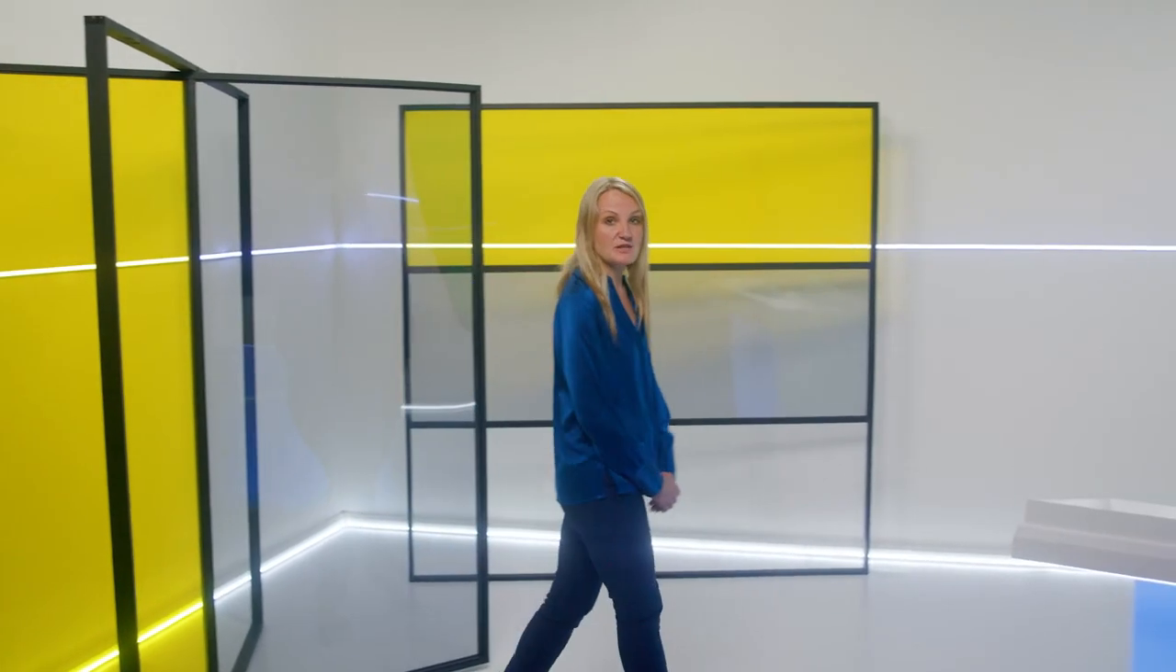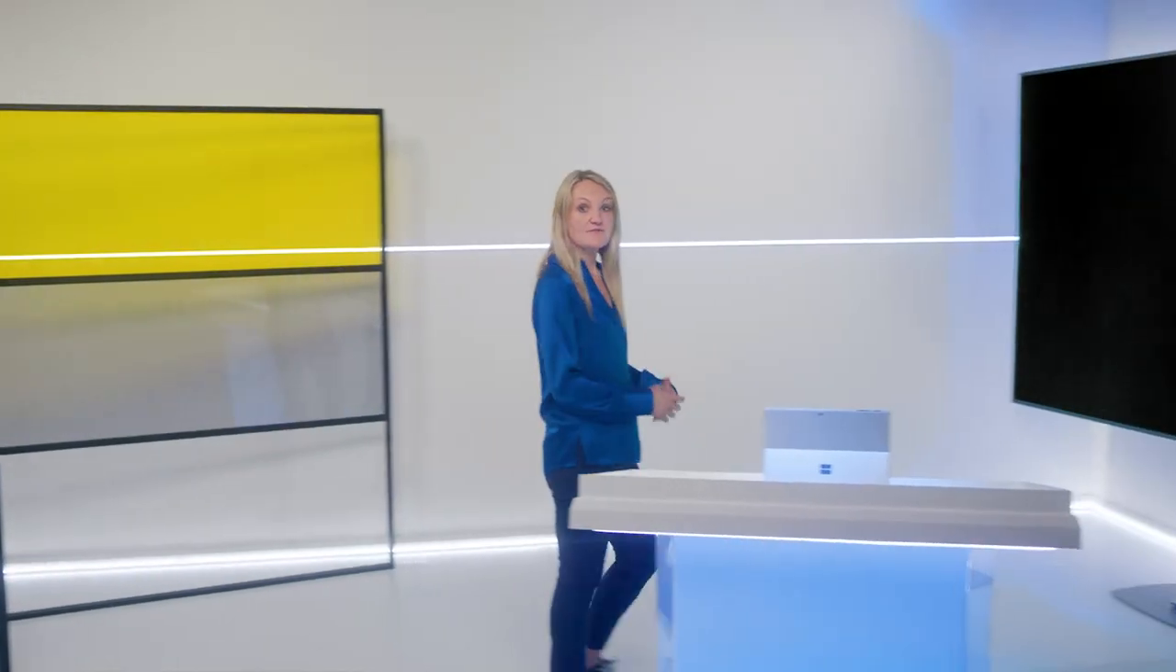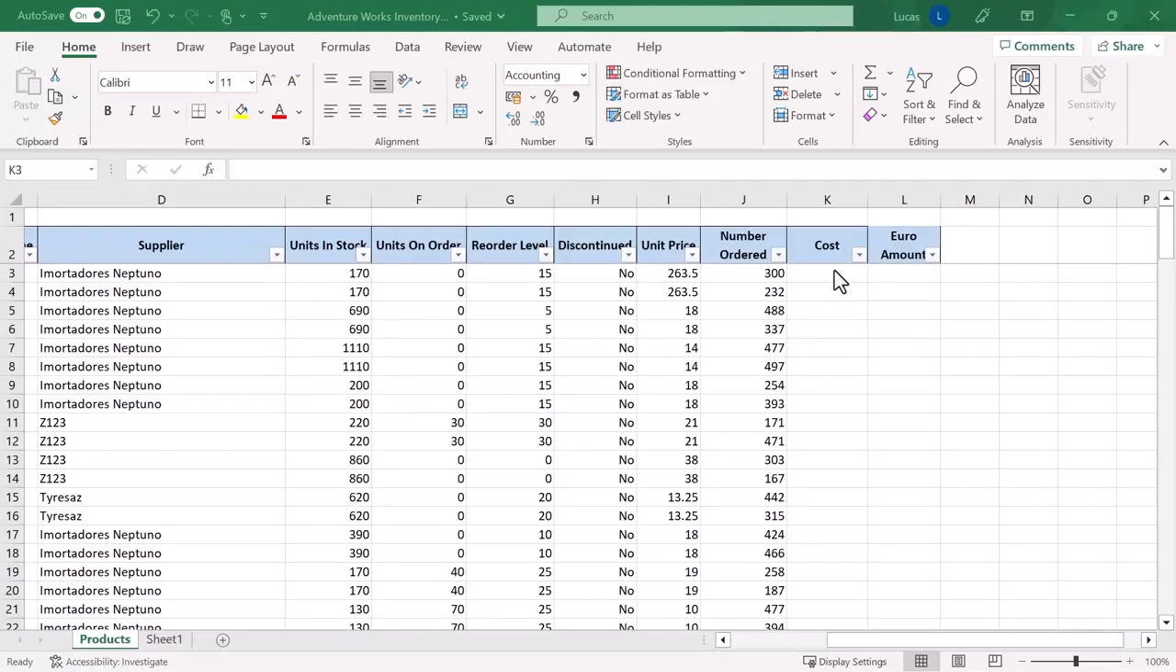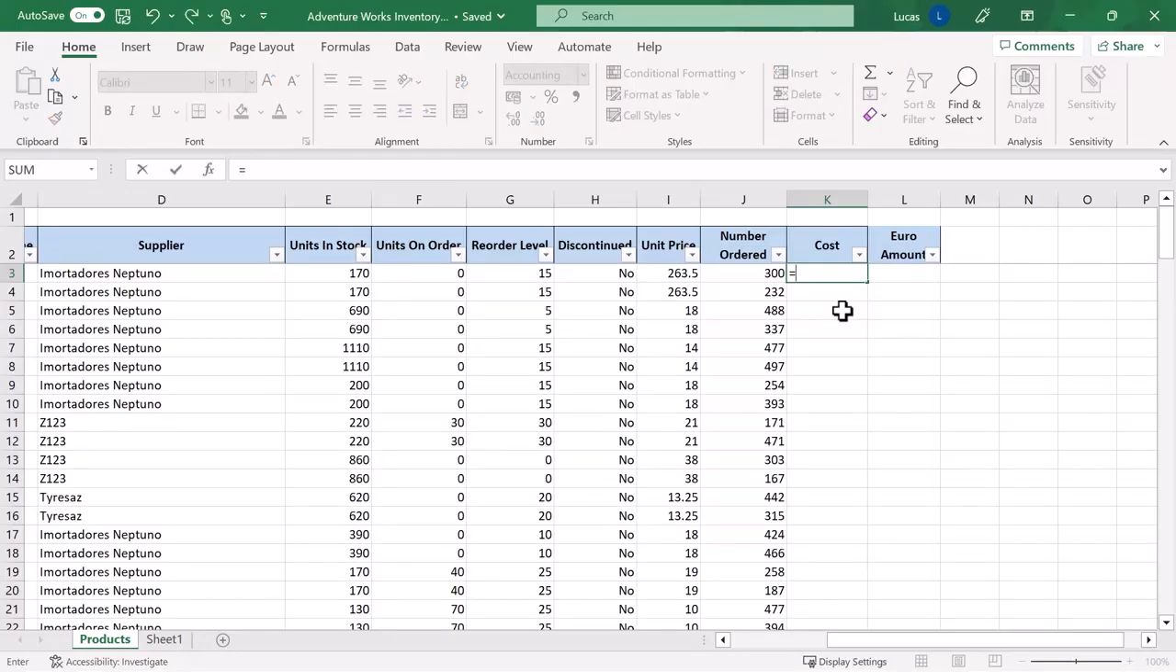Now that you're familiar with the basics of a formula, let's view it in action by helping AdventureWorks determine the cost of the items it's ordering from its supplier. Begin by positioning the cursor on K3, which is the cost column. This is the cell where the results should be displayed. Then type an equal sign. To determine the cost of the order, you need to multiply the contents of I3, the unit price, by the contents of J3, the number ordered.